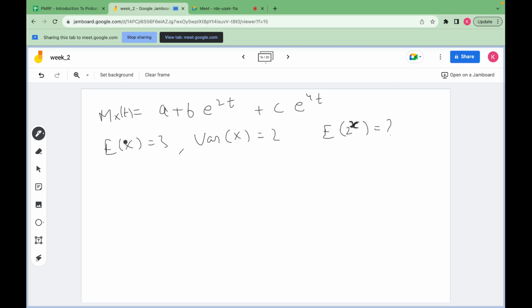So this is the question: the moment generating function is given as a plus b into e to the power 2t plus c into e to the power 4t, and the expectation and variance are given, and we are asked for the expectation of 2 to the power x. As I told you earlier, the moment generating function is the expectation of e to the power xt. When we see this function, a plus b e to the power 2t plus c e to the power 4t, there are only three values, as it is a summation.